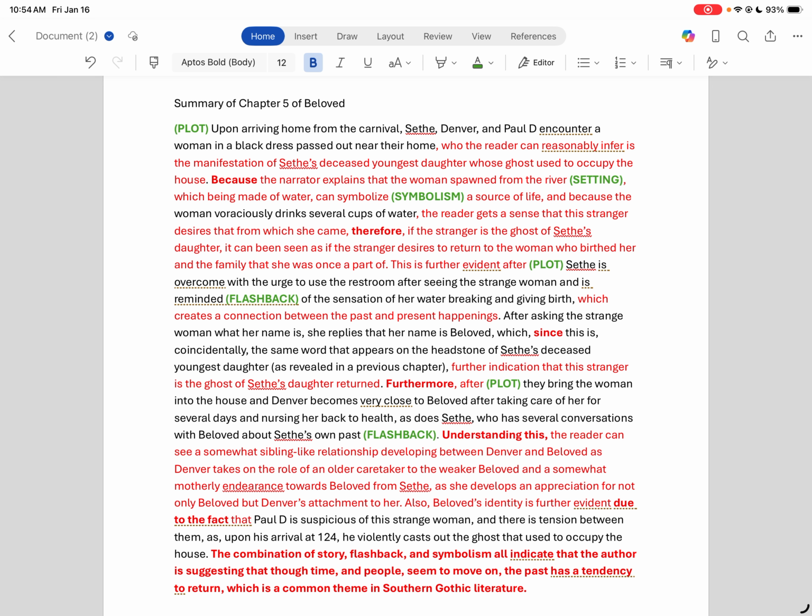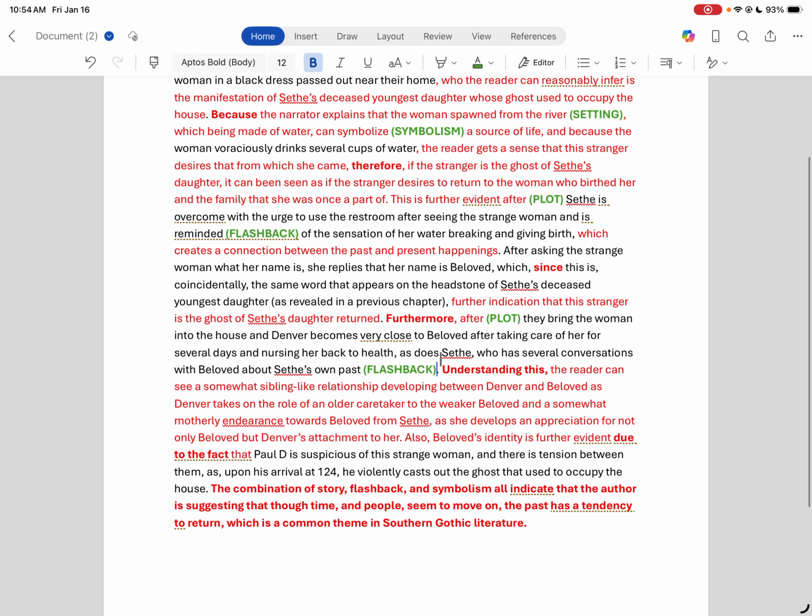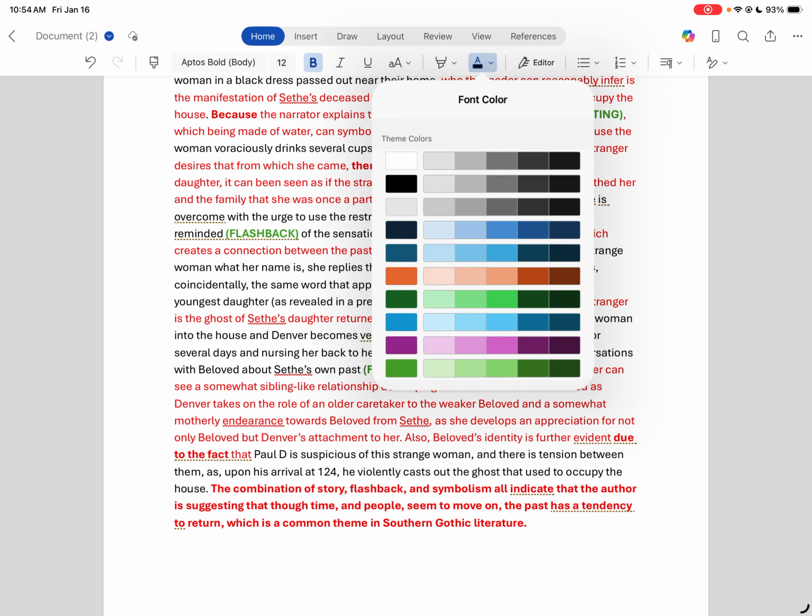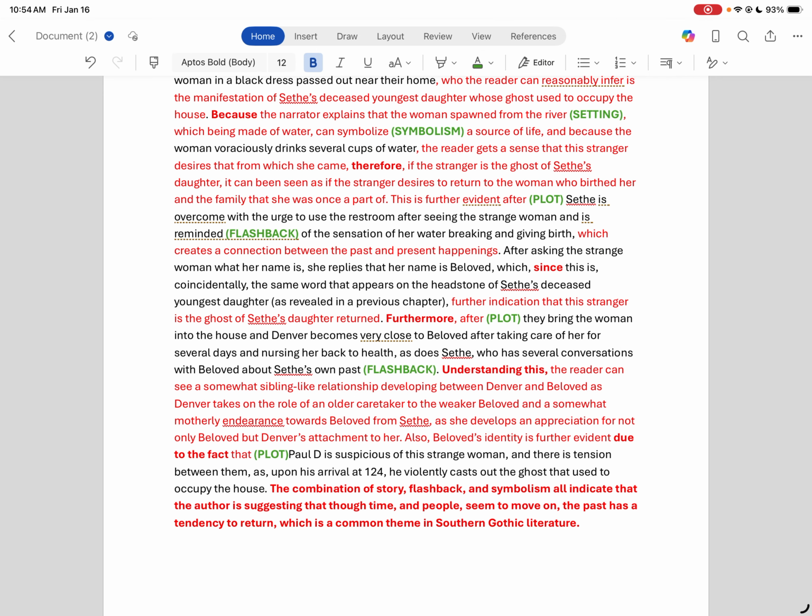Then we go forward and we mention the next thing about the connection between Setha and Beloved and the endurance towards Beloved from Setha, Denver's attachment to Beloved. And then we talk about how Paul D is not cool with Beloved. Paul D is suspicious of her. And so this is plot as well. This is revealed to us, okay? As he violently casts out the ghost. And that flashback to him violently casting out the ghost is evidence of who this person is, okay?